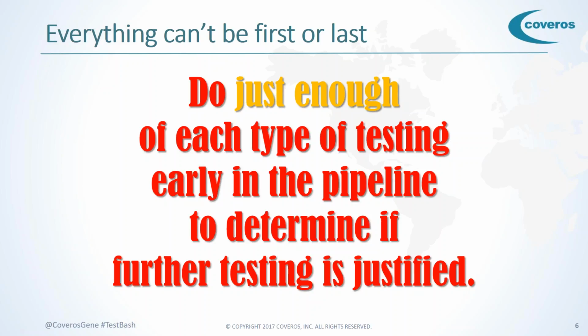So my advice is do just enough of each type of testing early in the pipeline to determine if further testing is necessary. We want early rapid feedback, so we're going to do the tests we can do fast and get rapid feedback on first, and they're going to probably catch the most things. Then if we get past those, we'll do more in-depth testing that's less likely to catch the easy stuff since we've already covered that.